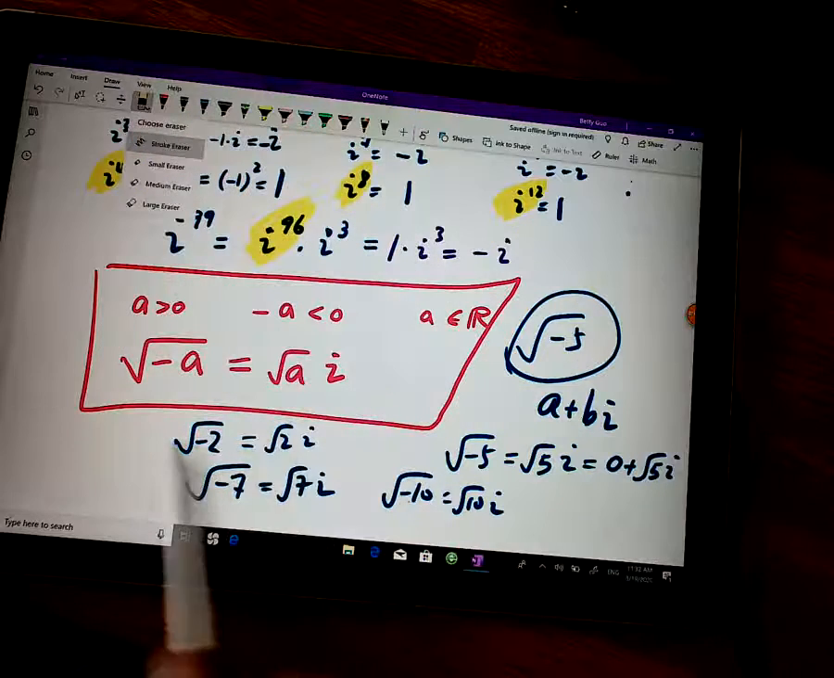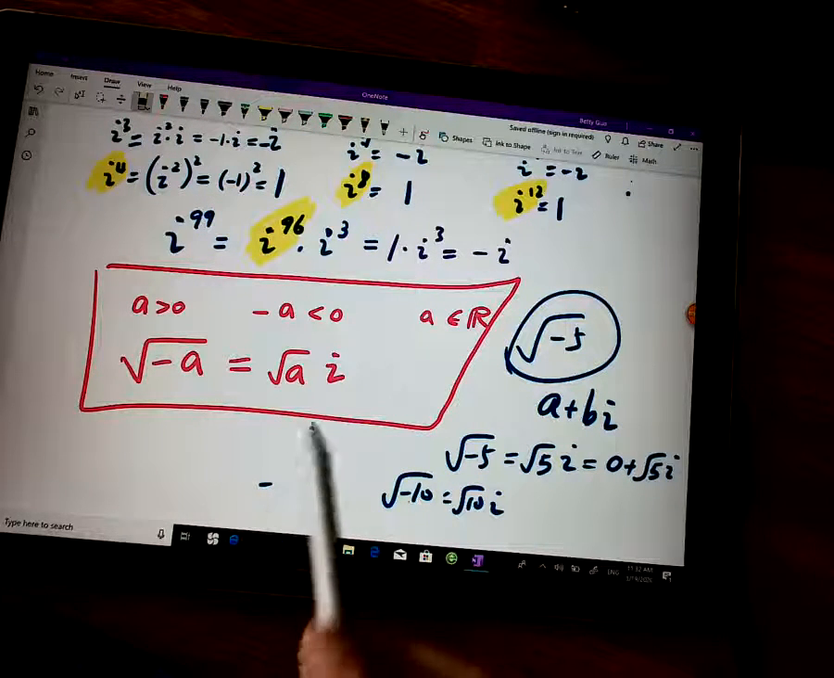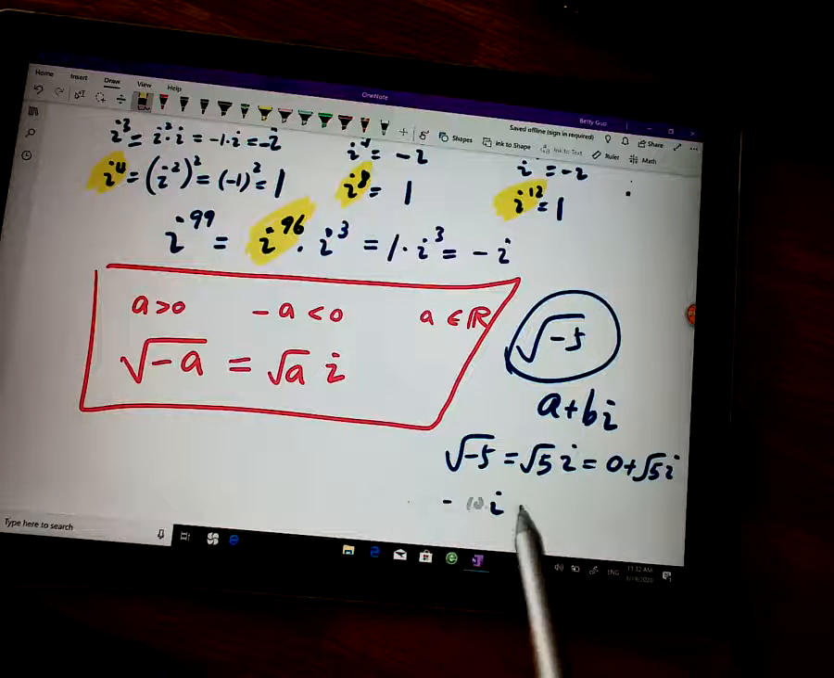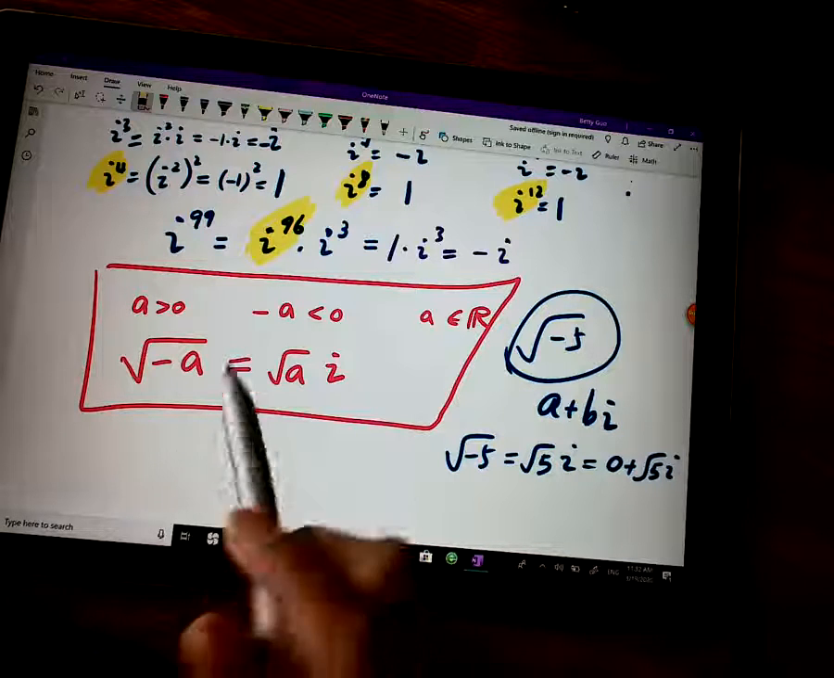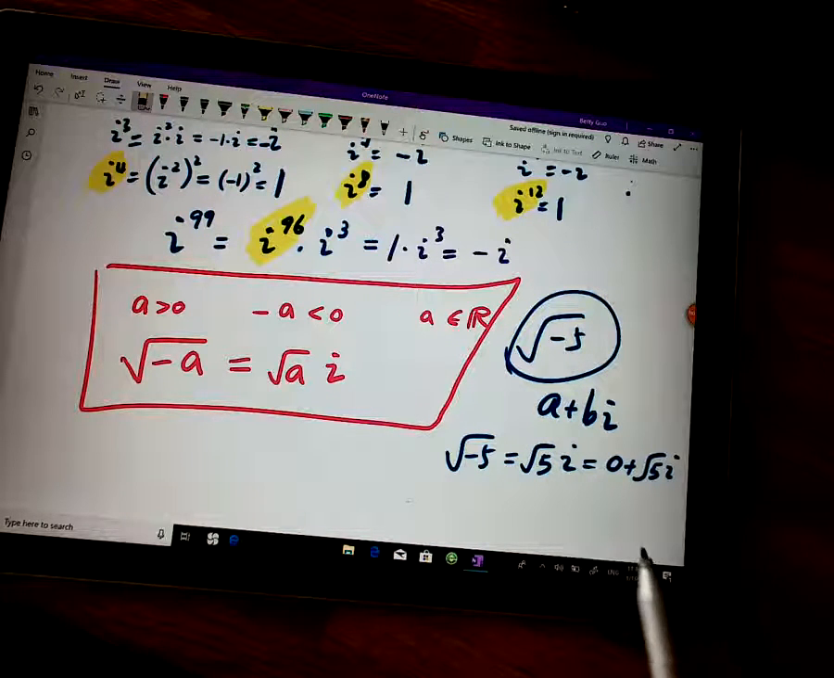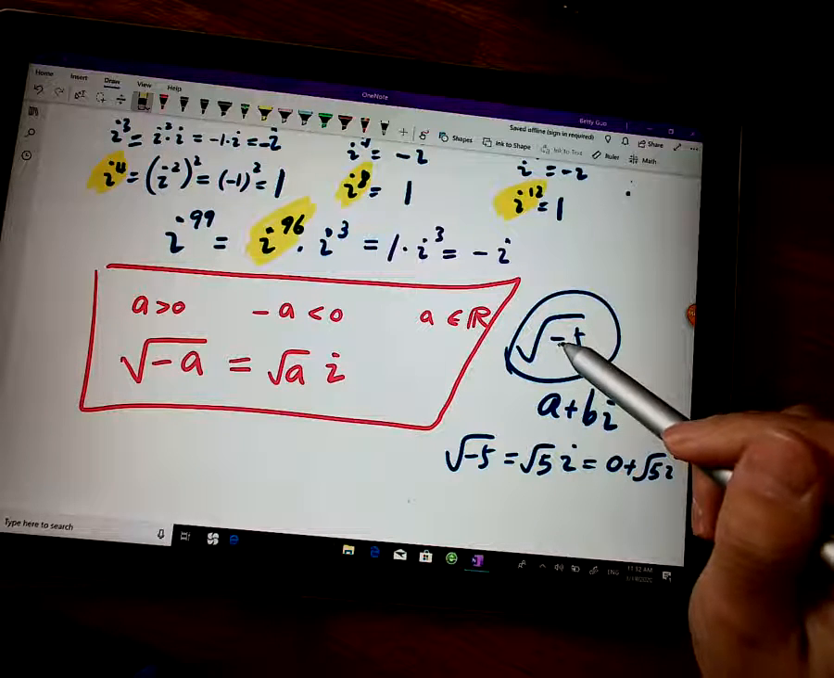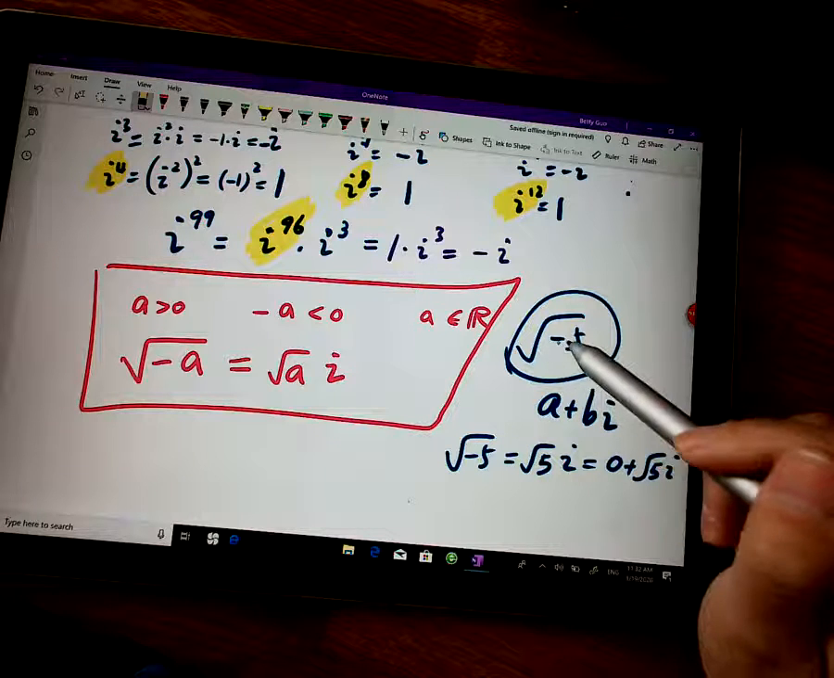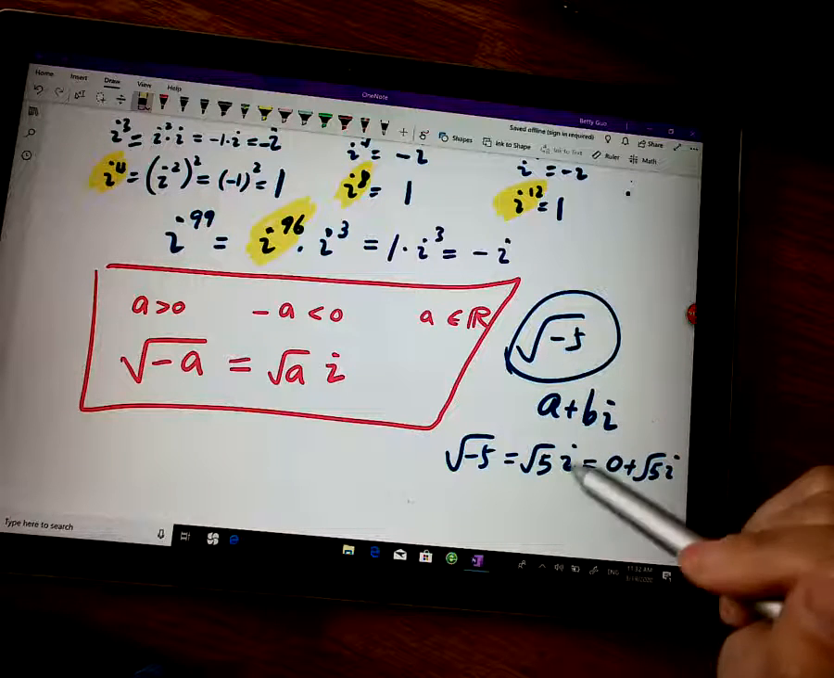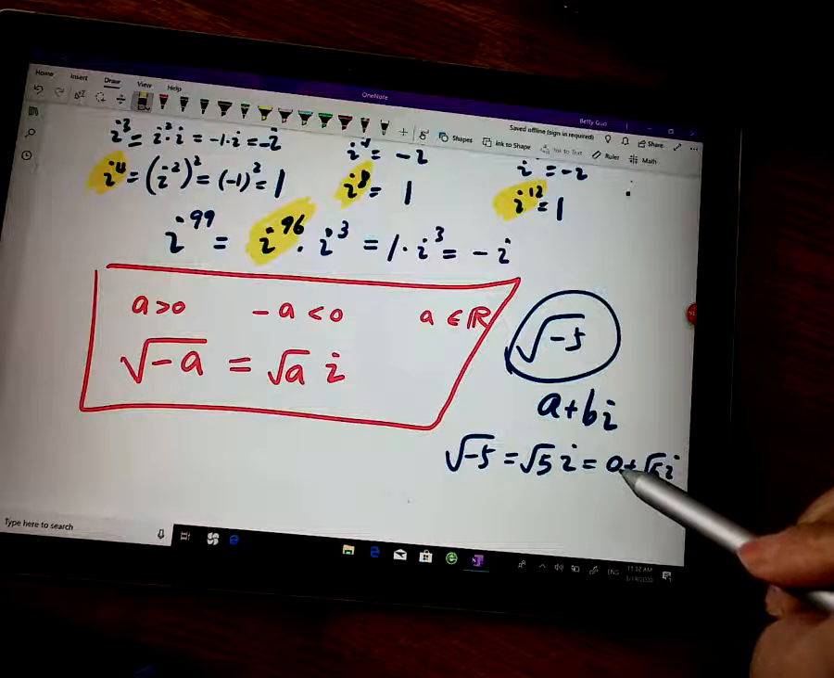It's pretty simple, basic. You just need to have that formula and know how to apply it. Okay? So also I want you to write down a sentence. Whenever you see a square root of a negative number, you need to rewrite that number in terms of i right away, before doing anything else.